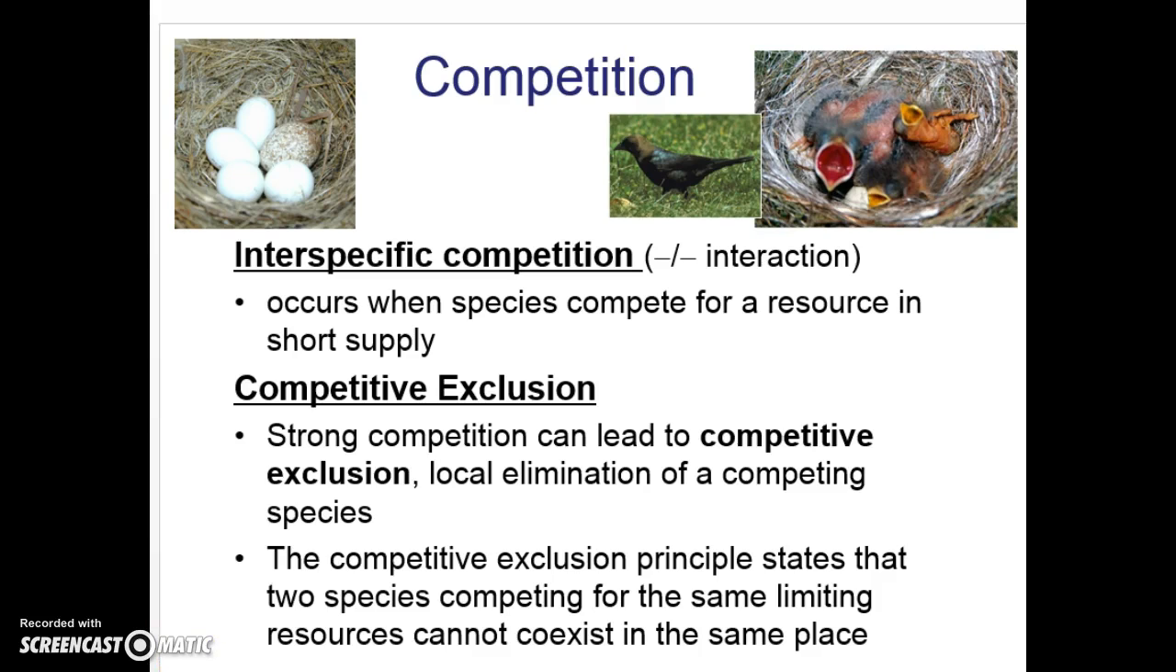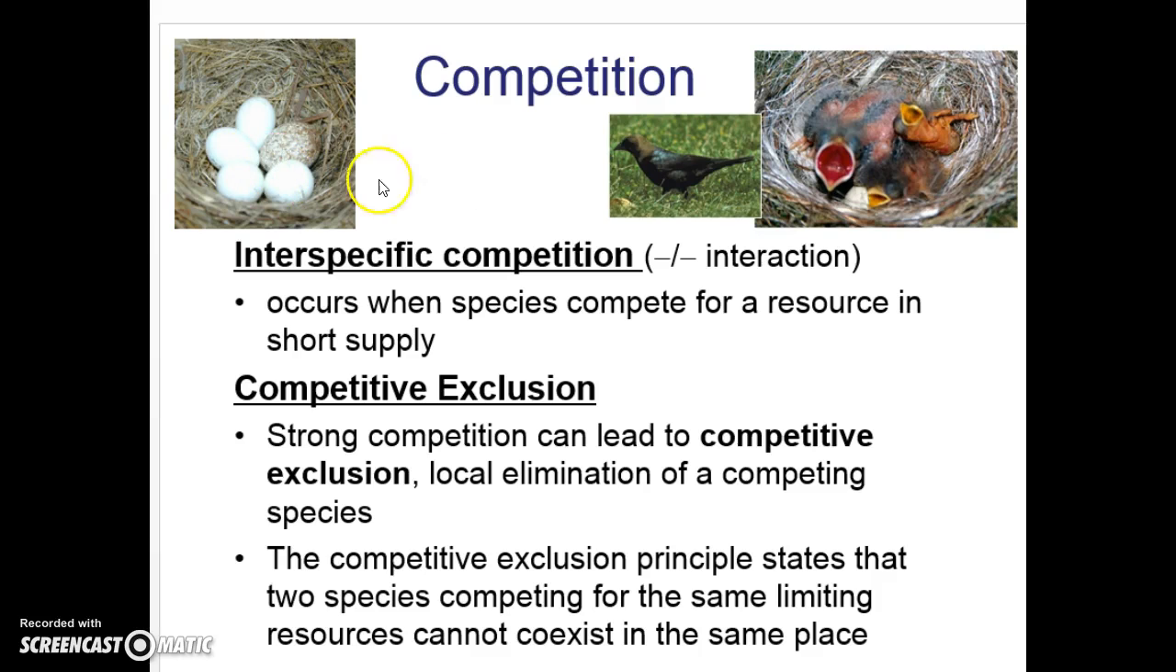So our next interaction we're going to look at here is competition. Interspecific means it's between two different species. And it's a negative interaction because it's never to either one's benefit to have to expend energy or time away from reproduction in order to compete for resources. It only occurs when species are competing for a resource that's in short supply. This can lead to competitive exclusion, when that strong competition actually eliminates one of the competing species. The competitive exclusion principle states that two species competing for the same limiting resource, the one in short supply, cannot coexist in the same place.